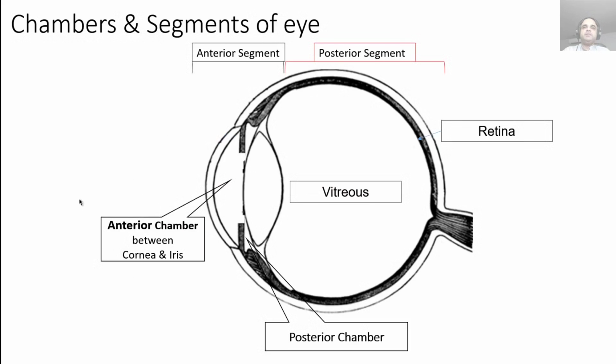So these are the segments and chambers. The anterior chamber was the space between the cornea and the iris. The posterior chamber is the space behind the iris and in front of the vitreous, and it contains the lens. The anterior chamber together with the posterior chamber form the anterior segment. The posterior segment is behind the anterior segment, and generally consists of the vitreous, the retina, the choroid, and the sclera.